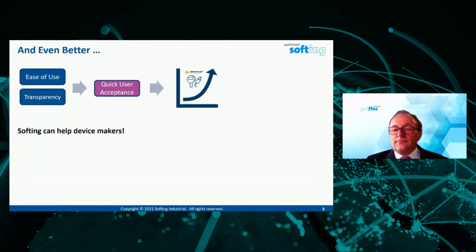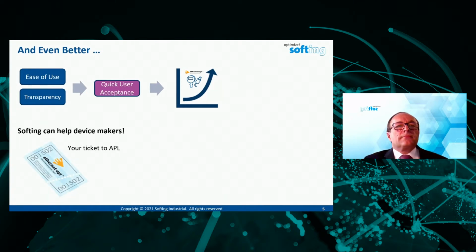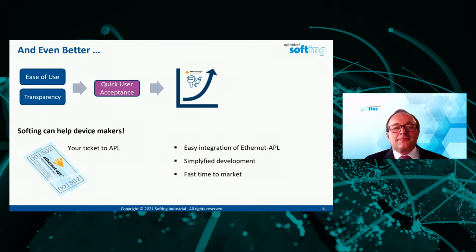Another good news is, if you are a vendor of instruments for process automation, Softing can help you with your ticket to APL. This makes integrating Ethernet APL a very easy task. In contrast to development from scratch, effort and development time are significantly reduced. Thus, you can very quickly participate in this rapidly developing market.